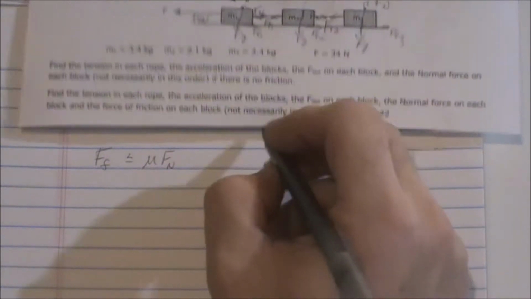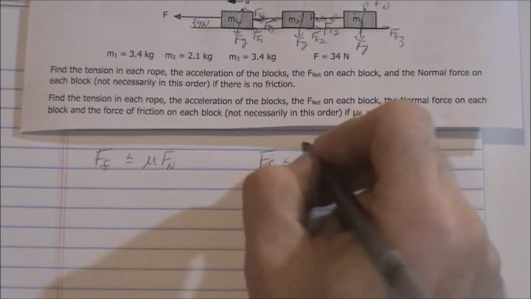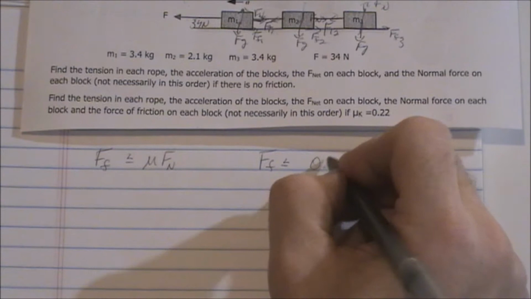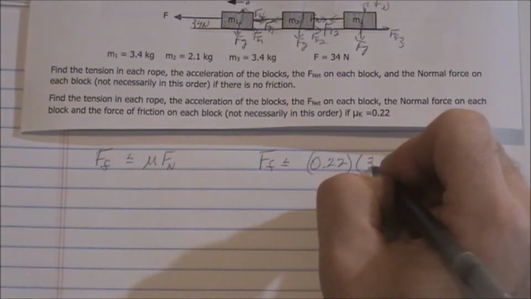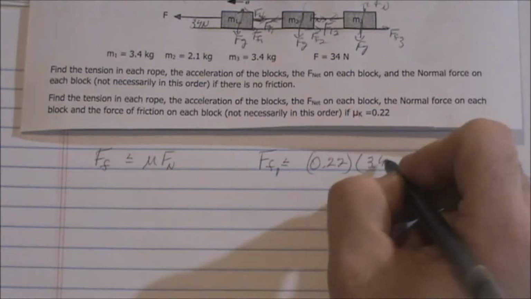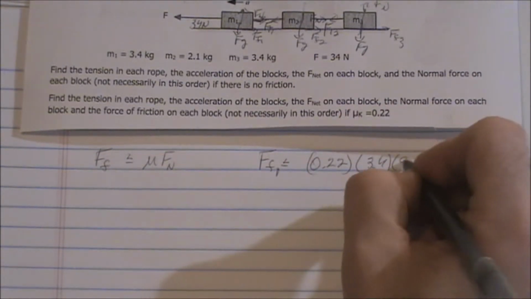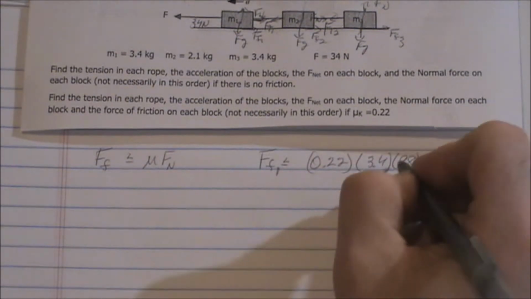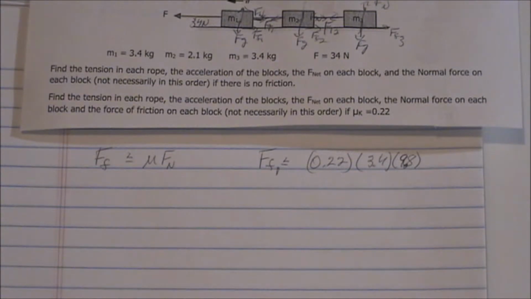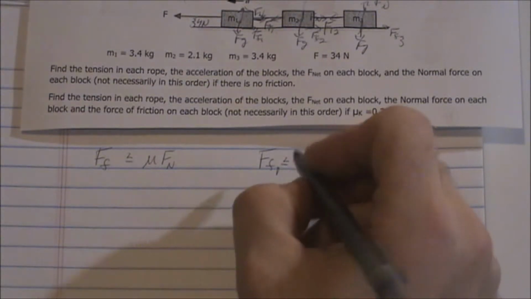So for each one of these, I can type in this mu number, 0.22, times their mass. The first one is 3.4 kilograms, so this is force of friction 1, times 9.8 meters per second squared, the acceleration of gravity. Not just gravity, the way some of you want to shorten it, the acceleration of gravity. So 0.22 times 3.4 times 9.8, our result is 7.3 newtons.